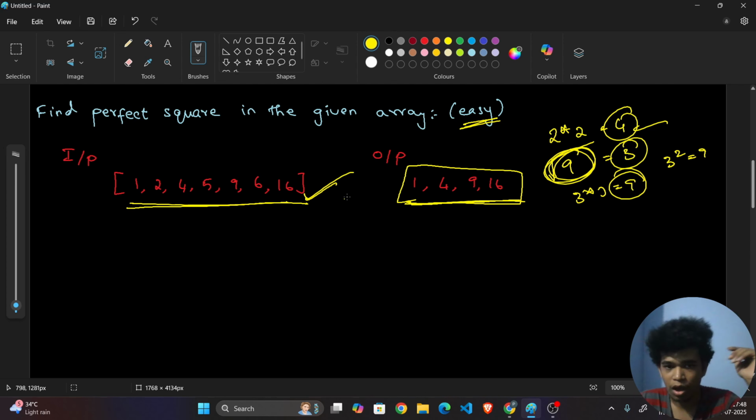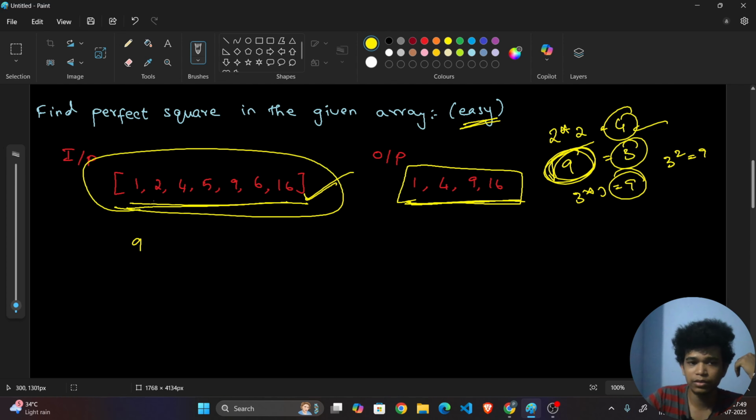Now how do we determine whether a number is a perfect square or not? It is pretty simple. See here, if the given number is, for example, 9, I don't want to go through all the numbers. I'm just taking one number and explaining it with the brute force approach. Initially we can see the brute force approach. So initially it is 9.